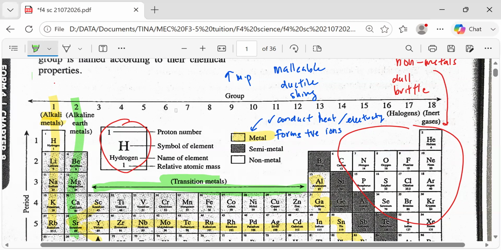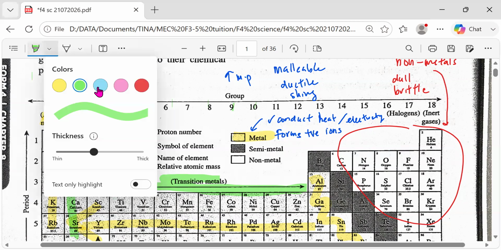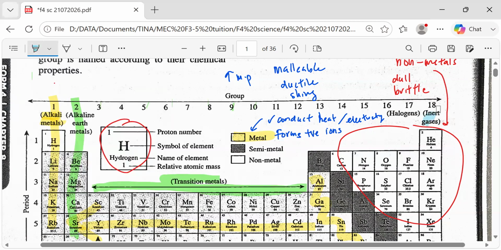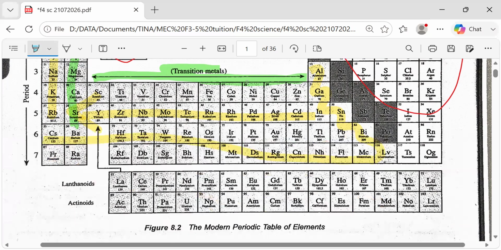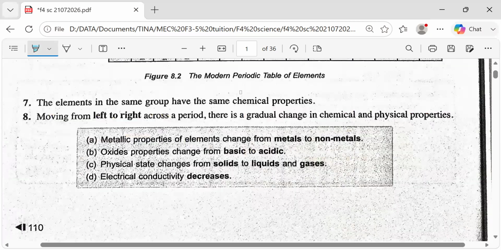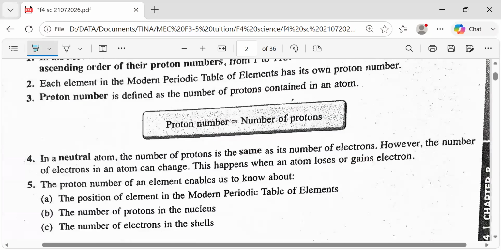Okay. And then, so it's 3, 4, 5, 6, 7, 8, 9, 10, 11, and 12 is all transition metal. Group 18 here is inert gas, doesn't do anything, noble gas. Helium, neon, argon, very non-reactive. Okay. 17 is halogen. So over here, all are gases. Okay, so what did we learn in this chapter? We learn about the proton number, nucleon number, and the shells.